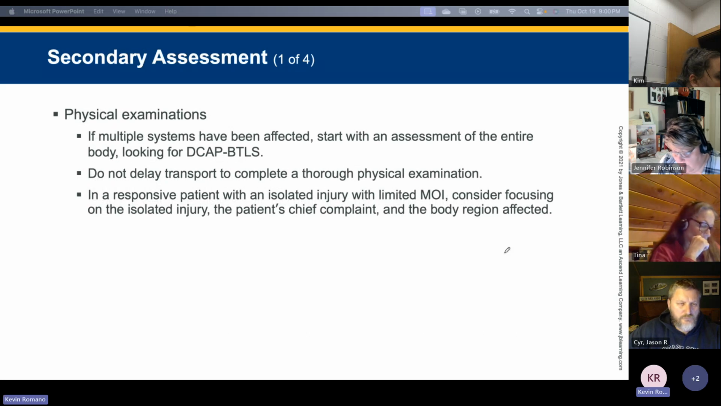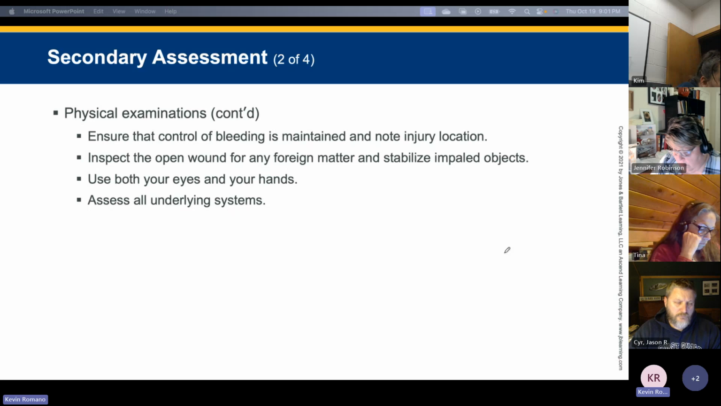Physical examinations of multiple systems are likely to have been affected. Start with the assessment of the entire body, looking for your DCAP-BTLS. Do not delay transport. And in a responsive patient who has an isolated injury with a limited MOI, consider focusing your physical examination. So again, you don't have to do that very detailed head to toe. You can focus specifically on that injury if there's nothing else that was noted on your rapid assessment, right? Nothing really significant MOI.